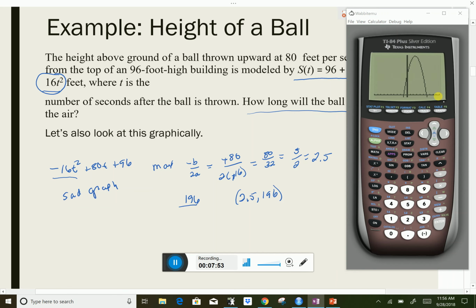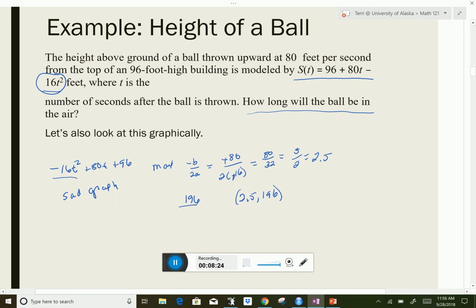And so remember, the x coordinate is t, the time, and the y coordinate is going to be the height of the ball. And remember, it was thrown from 96. So it was actually thrown from this point right here. So if you see where time is 0, that's where the ball was thrown. So after 2.5 seconds, the ball is at its maximum height.